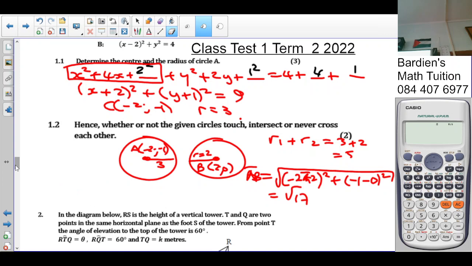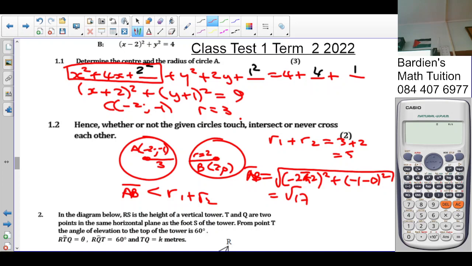So what do we notice here? We can say that the square root of 16 is 4, so the square root of 17 is less than 5. It's 4 comma something. So AB is less than the sum of the two radii. And we made a note on this. We said that if the length between the two centers is equal to the sum of the radii, then the circle touches the other one.